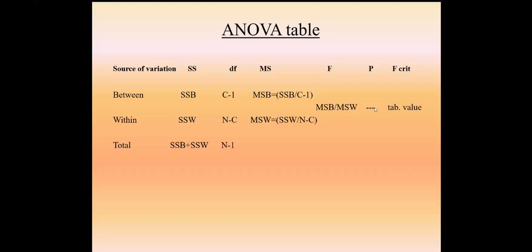P stands for the probability level, whether the probability is less than 5% or more than 5%. If it is more than 5%, we will accept the hypothesis, and the hypothesis is whether these samples are similar in nature or definitely different from each other, particularly their arithmetic mean. Then F critical, that is the table value. I will tell you how this table value will be obtained.